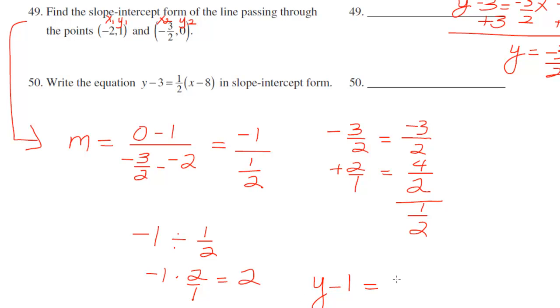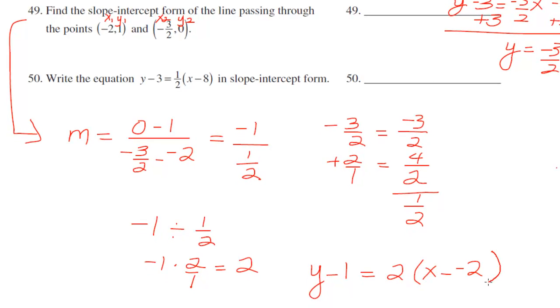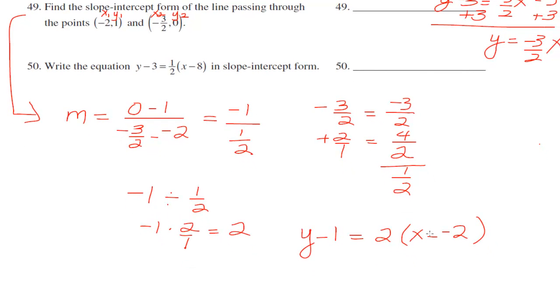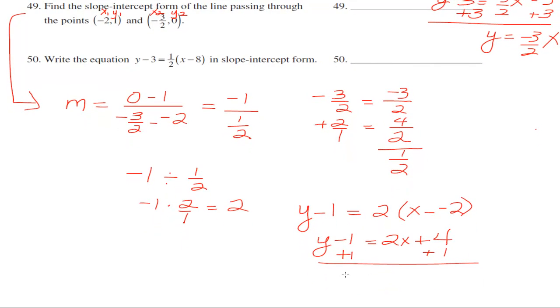So now we're going to use the first point, negative 2, 1, and substitute into point-slope form. Don't forget that that slope should be negative. But now go ahead and solve for y. And distribute that 2, so we get a 4. So y equals, we've got to add 1 to both sides. So you should get y equals negative 2x plus 5. Negative 2x plus 5, since there's a missing negative sign.